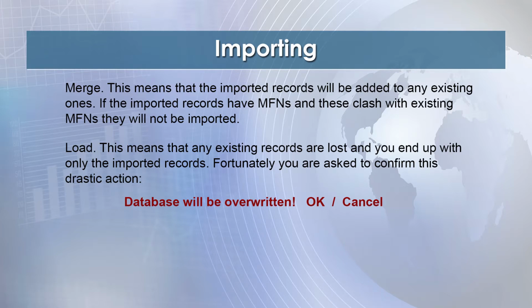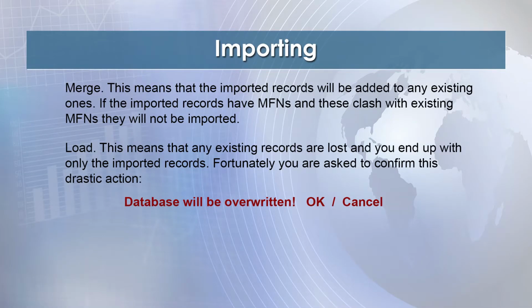What does it mean? It means that suppose you have 200 records in your data set. If you select the merge option, the imported records will be added after your existing records. To make things simple, let us imagine that you have 200 records and an ISO file with 100 records. If you select the merge option, it will start entering new records from MFN number 201 to 300. So, you get the 200 records already in your database plus the 100 records you have imported.